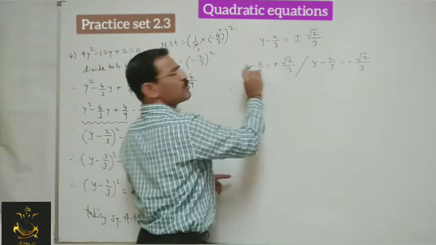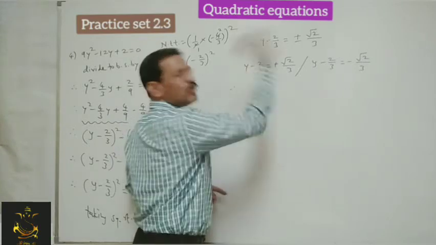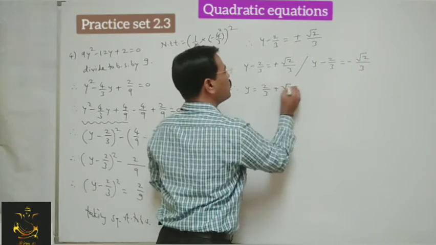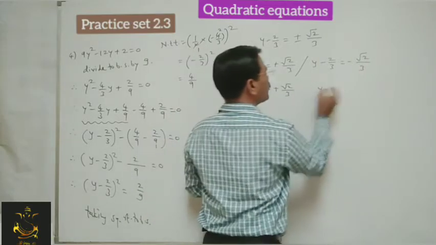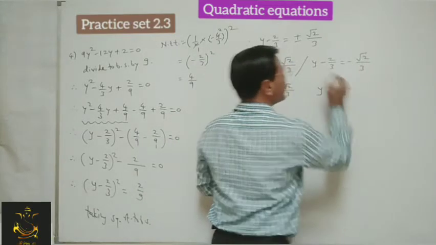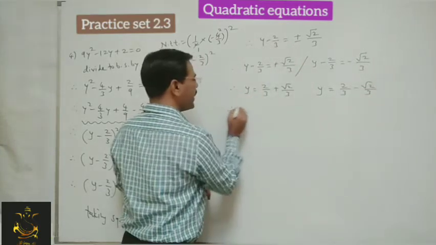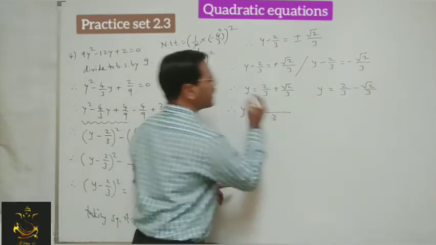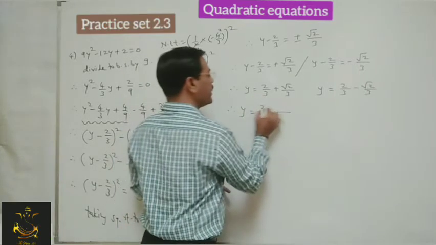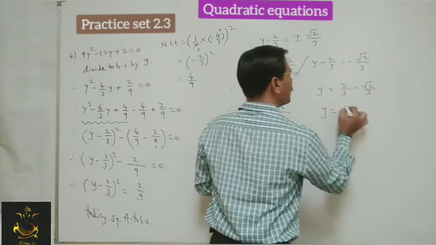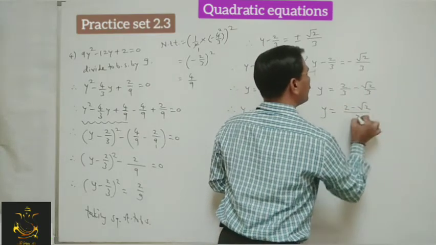Take that minus 2 upon 3 to that side. So y is equal to 2 upon 3 plus root 2 upon 3. Here also y is equal to 2 upon 3 minus root 2 upon 3. I'll write in neat form. The denominator is the same, so just write once only. That is 2 plus root 2 upon 3, and here y is equal to 2 minus root 2 upon 3.